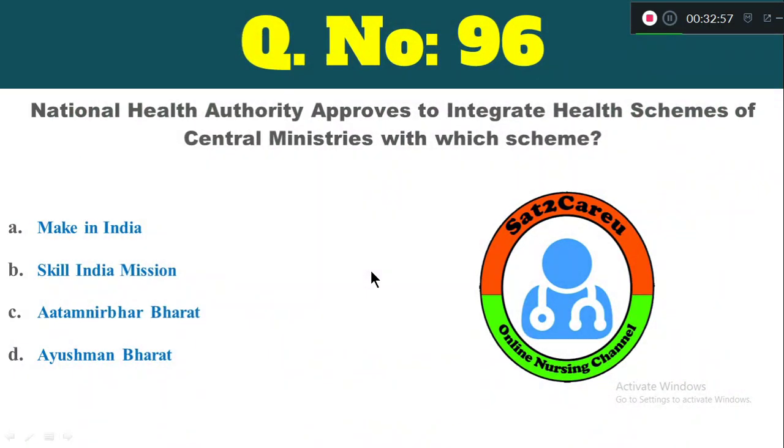Question number 96. The National Health Authority approves to integrate the health schemes of central ministries with which scheme? Option A Make in India, B Skill India Mission, option C Atmanirbhar Bharat, option D Ayushman Bharat. The right answer is that this scheme is attached with Ayushman Bharat.